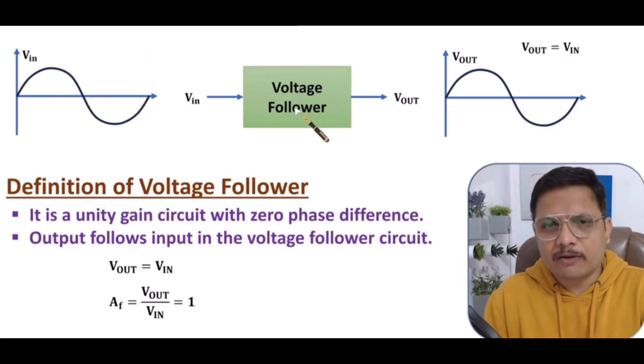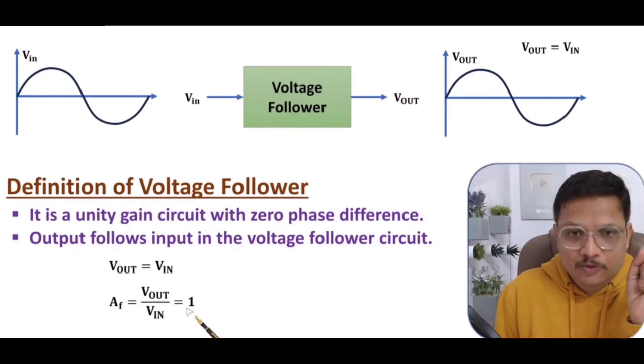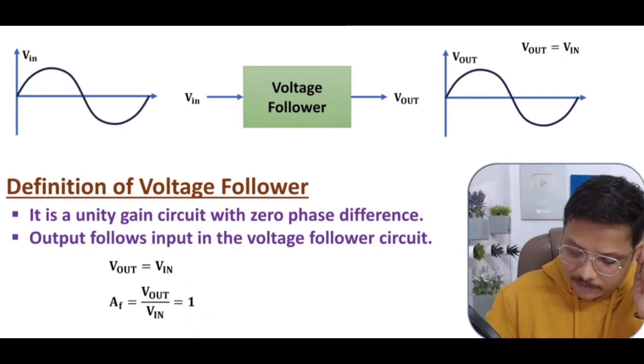So voltage follower circuit means what? It is a unity gain circuit with zero phase difference, right? So voltage follower is having gain equal to 1. Now how to have a voltage follower using an operational amplifier? So let me explain that.